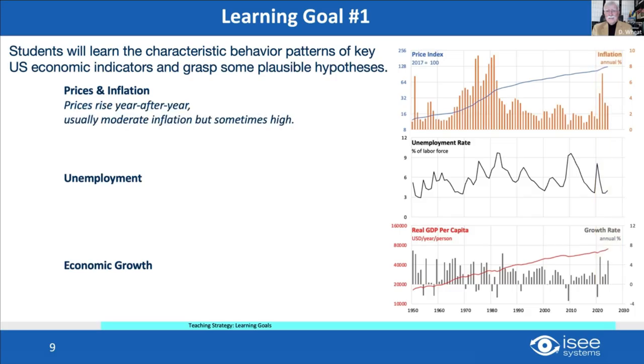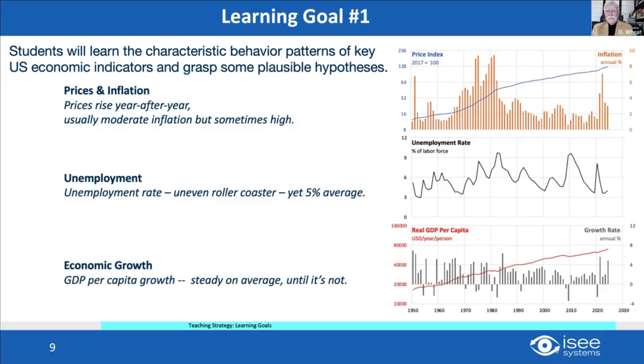So what we see in this graph covering the period from 1950 to 2030, well, obviously not 2030 yet, but to this decade, prices are rising year after year. Usually the inflation is moderate, but sometimes it's quite high. The unemployment rate is like a roller coaster, and it's an uneven roller coaster. It's not uniform. What's kind of interesting, though, if you go back and do the math, is that every decade has an average unemployment that's close to about 5%. That's really hard to see in the data, but that's kind of the way it works out. So that's a curious behavior pattern, I think.